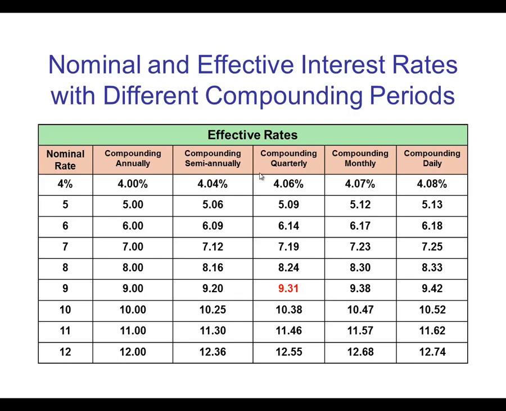This table shows the different effective rates based on the different compounding periods, with semi-annual, which we divide by 2, quarterly we divide by 4, monthly we divide by 12, weekly we divide by 52, daily we divide by 365, and of course after that we have the annual. So starting from the annual to the daily.